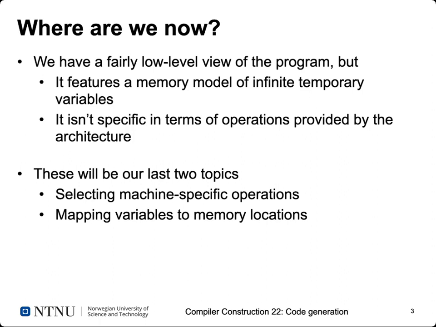And also it is not specific in terms of real operations that are available in a given architecture we want to compile for. So instruction selection and register allocation will be almost our last two topics that are important to get your own compiler built. So we are going to talk about selecting machine-specific operations and mapping variables to memory locations. And in the final lecture of the course, we will talk about using static single assignment as an intermediate representation, as an alternative to the 3-address code we've seen before.